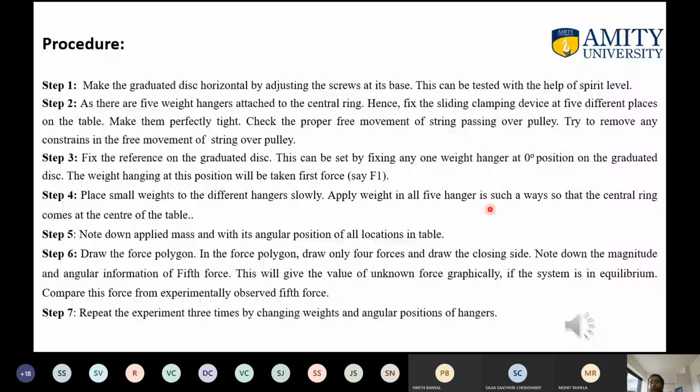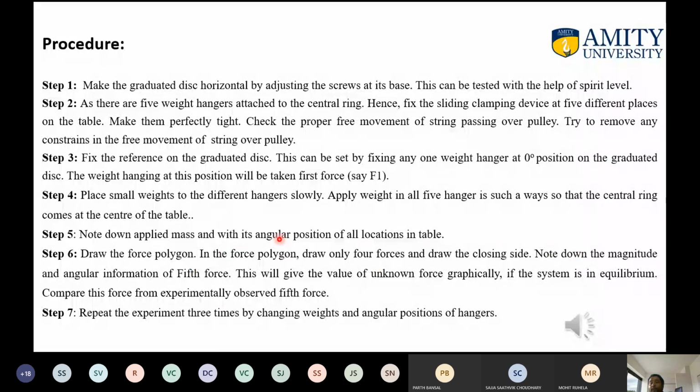Next step, you have to see now the mass part. You can see here how you have to make the force polygon now. Draw the force polygon. In the force polygon, draw only 4 forces and draw the closing side. Note down the magnitude and angular information of the fifth force. So how do you have to do this? I will just tell you.